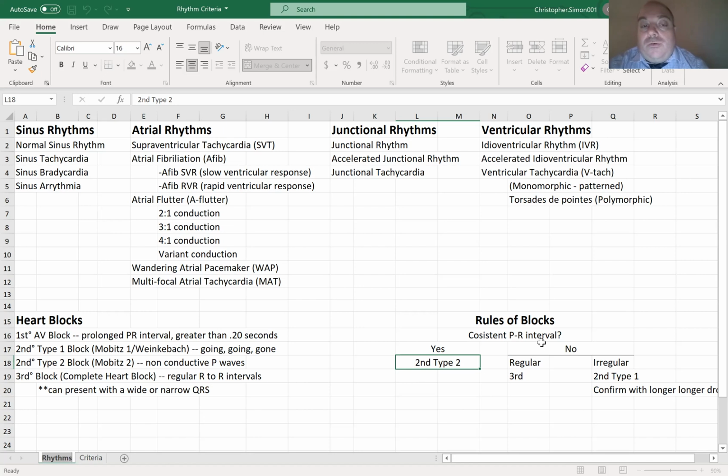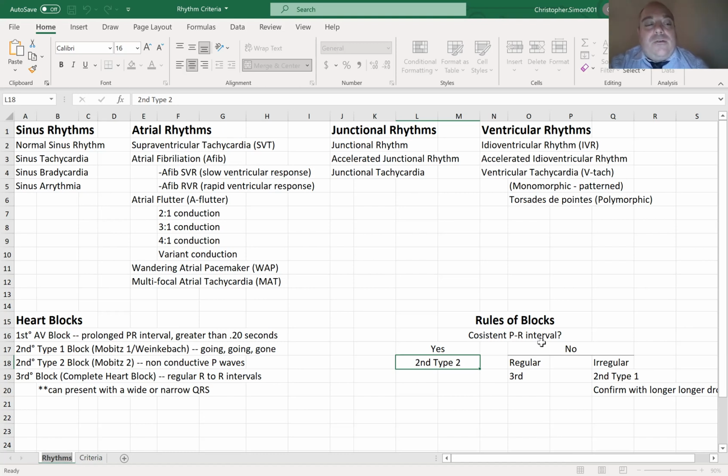I don't know who named these or why they named them, but some of these things have multiple names. And unfortunately, you're just going to have to remember them, because while most everybody will call it a second degree type 2 block, there will be some people that call it a Mobitz 2 block. And then sometimes you'll hear second degree type 1. Sometimes you'll hear it called Wenckebach block. Sometimes you hear it called Mobitz 1. I don't know why we have 3 names for things, but this is where we are, right? So you just got to learn the names. All right, so those are heart blocks.